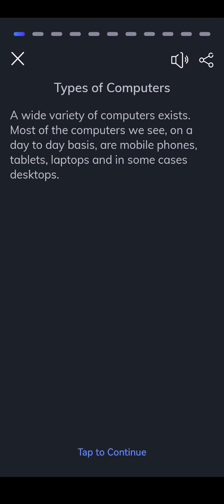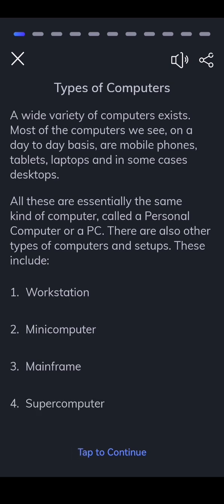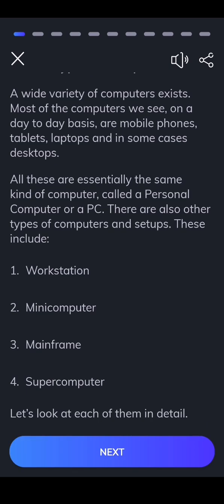A wide variety of computers exists. Most of the computers we see, on a day-to-day basis, are mobile phones, tablets, laptops and in some cases desktops. All these are essentially the same kind of computer, called a personal computer or a PC. There are also other types of computers and setups. These include workstation, mini computer, mainframe, supercomputer. Let's look at each of them in detail.